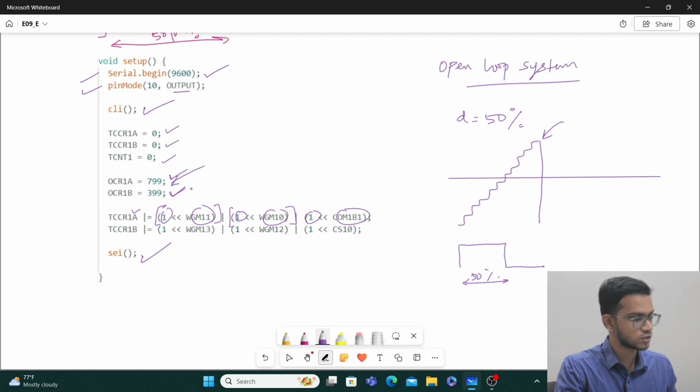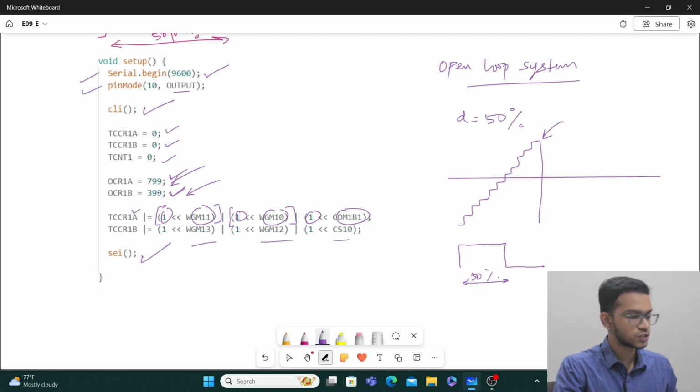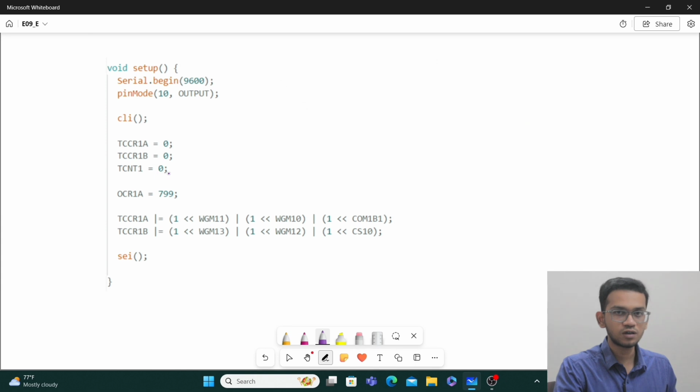This is the period register, this is the compare register. Since I have already initiated this to 0, now by default all the bits will be 0. Whichever bit I want to set to 1, I am setting only those bits to 1 using this command. This is for open loop. Now it has a fixed duty ratio. This is your duty ratio register. It's fixed. If I want a closed loop system, I will not put my OCR1B here. I will put that inside my void loop.